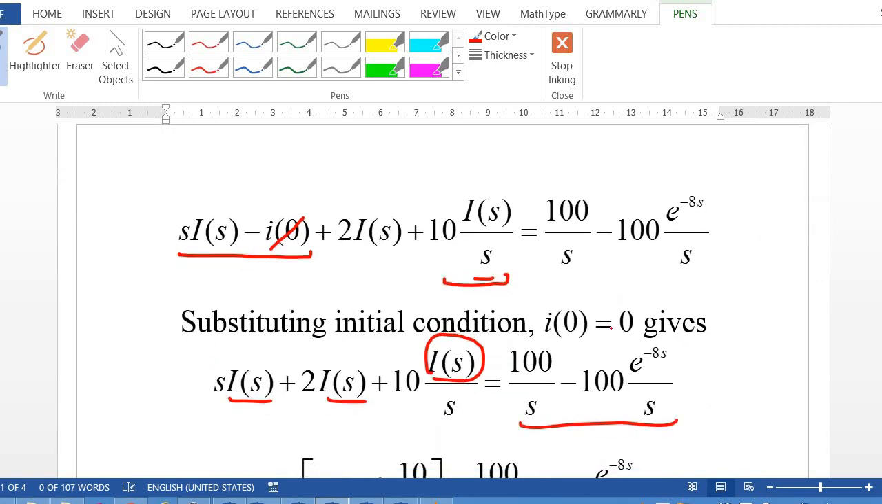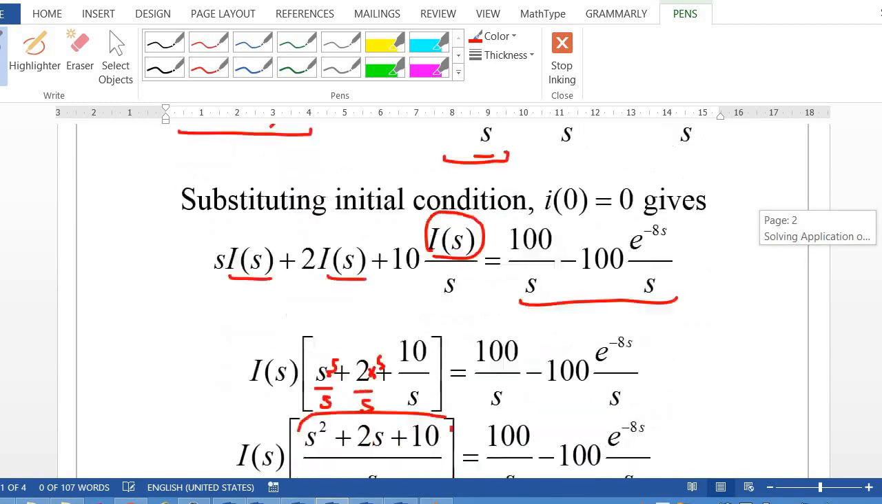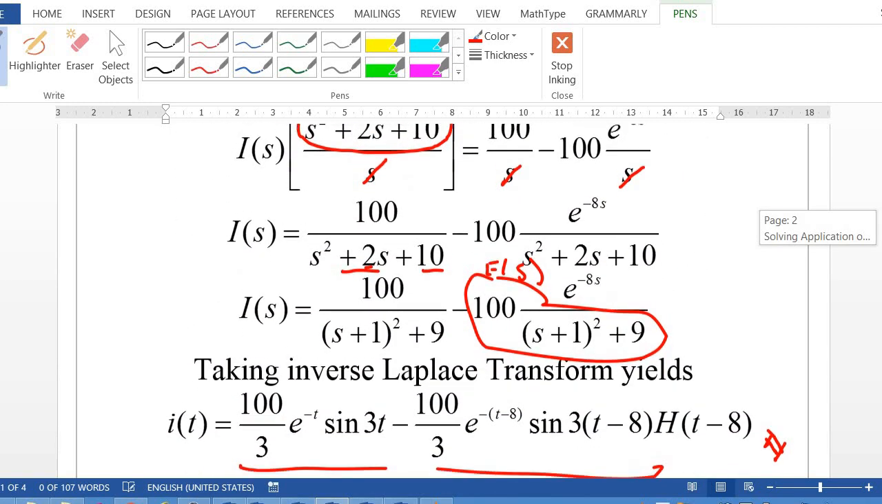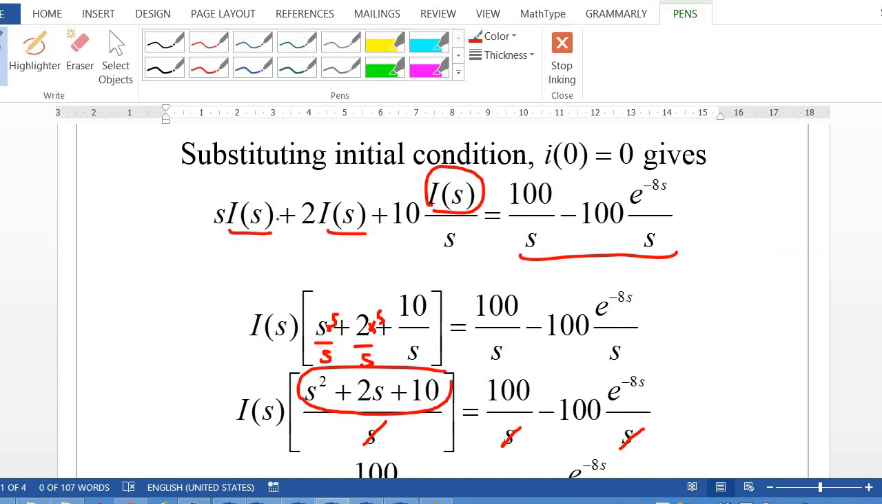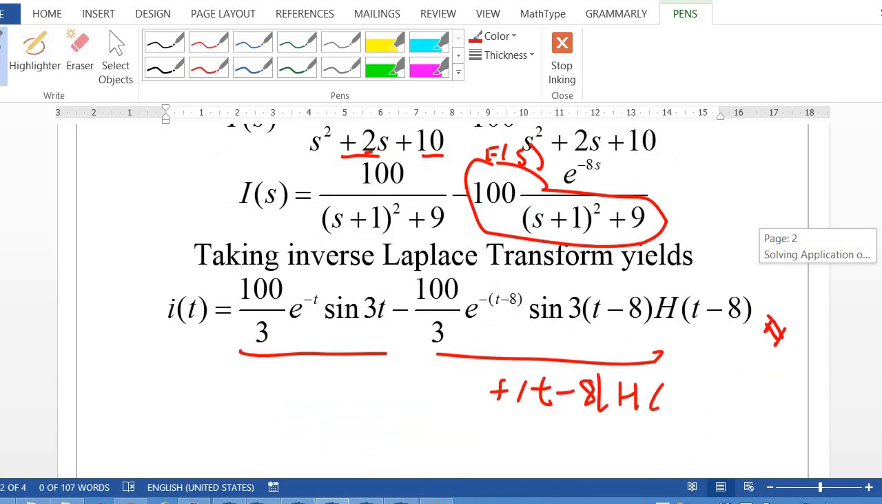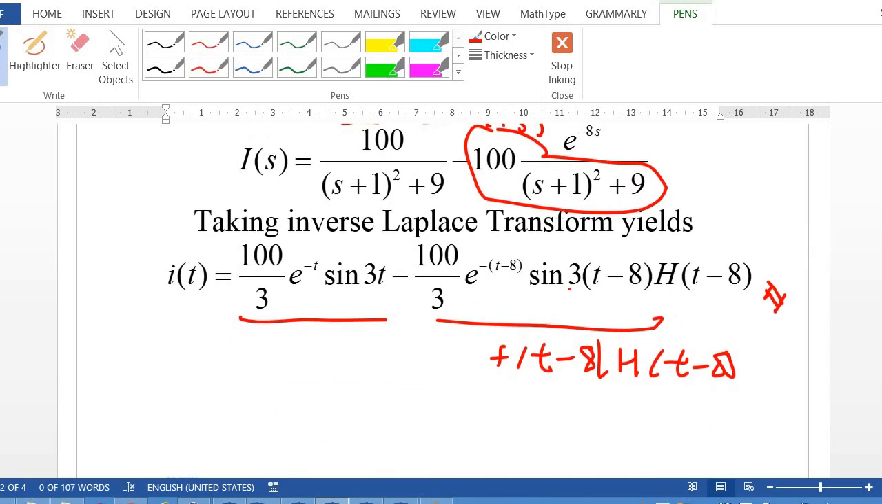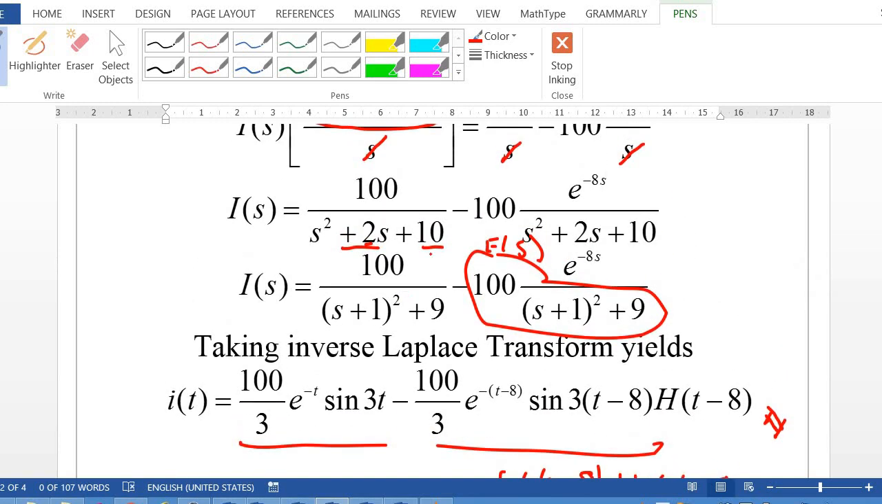Second step, plug in the initial conditions. Third step, solve for I(s). Last step, take the inverse Laplace transform. You have two terms here. The first term we solve using the first shift property, because s squared plus 2s plus 10 cannot be factored into two linear factors, but can be handled by completing the square.